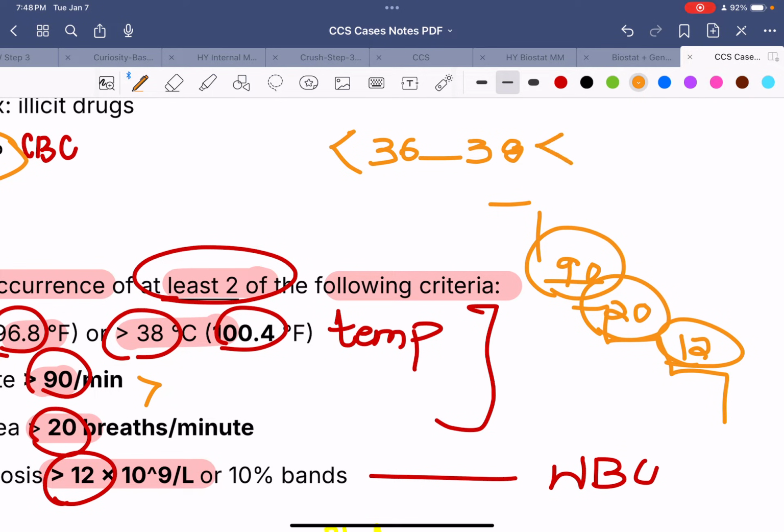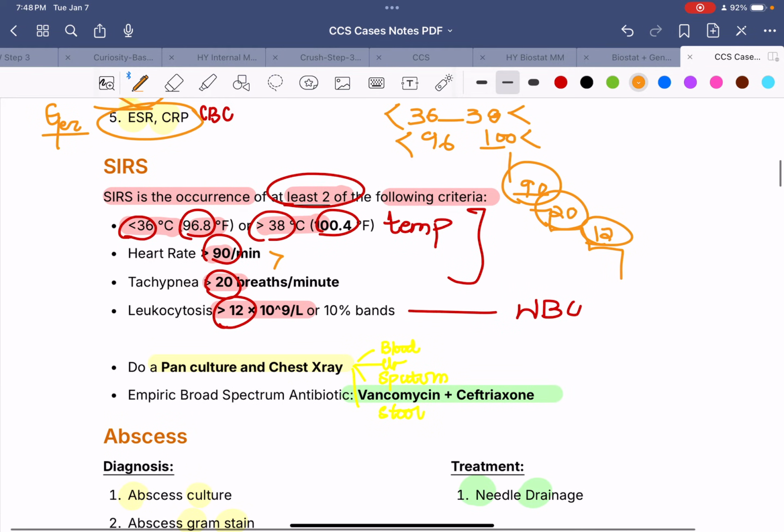Okay, anything less than 36 or greater than 38, anything less than 96 or greater than 100. Okay, and then we have 90, 20, and 12. So 90 is going to be the heart rate: if the heart rate is greater than 90, if the respiratory rate is greater than 20, and if we have the leukocyte count greater than 12 × 10 raised to the power 9, then that is SIRS.